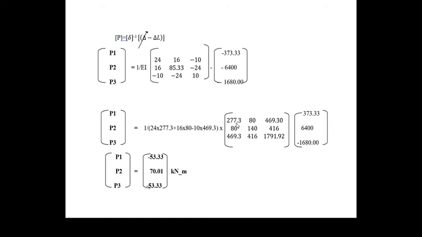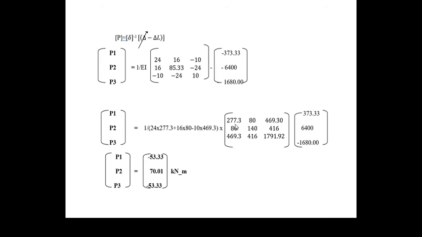By 3 by 3 matrix inversing of 277.3, 277.3, here 80, 469.30, here 80, 140, 416, 469.3, 416, 17490.93. This inverse can be done in your scientific calculator also. This inverse of this 3 by 3 matrix in your universal matrix, we can get the same answer.